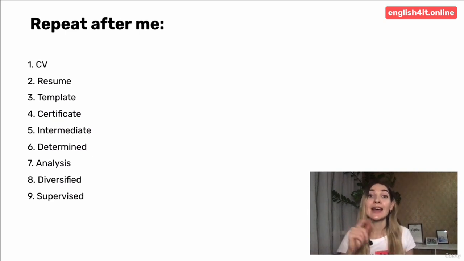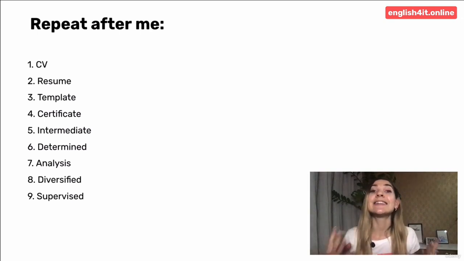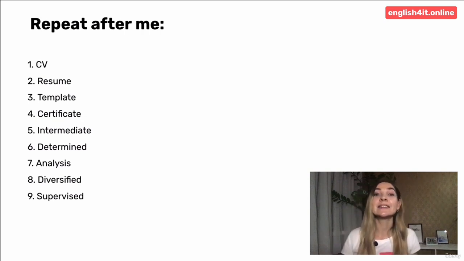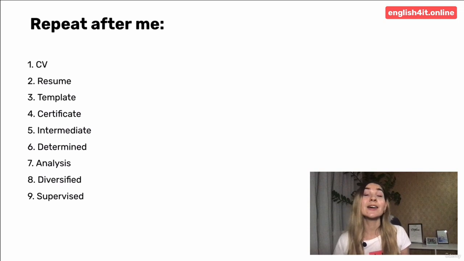So it's diversified, not diversified, it's diversified. And the last one is supervised, supervised, not super, it's supervised.